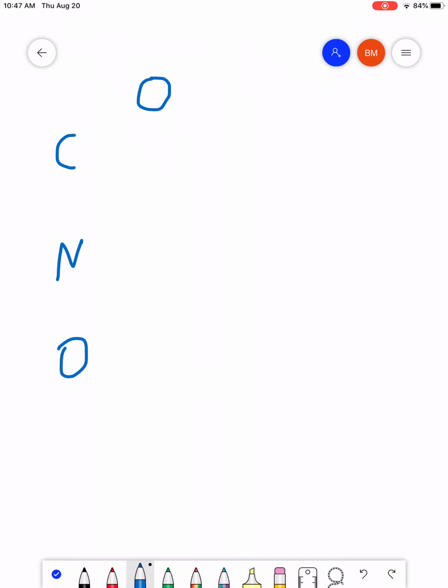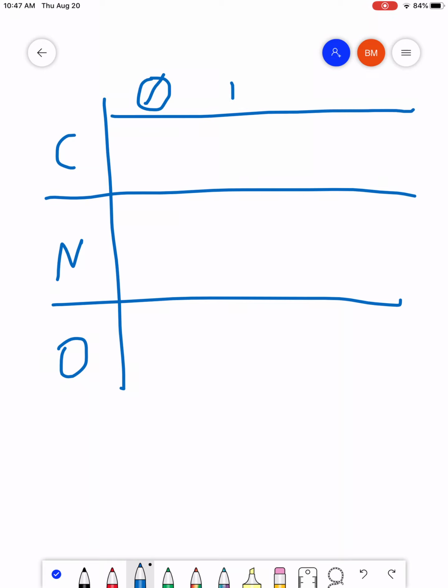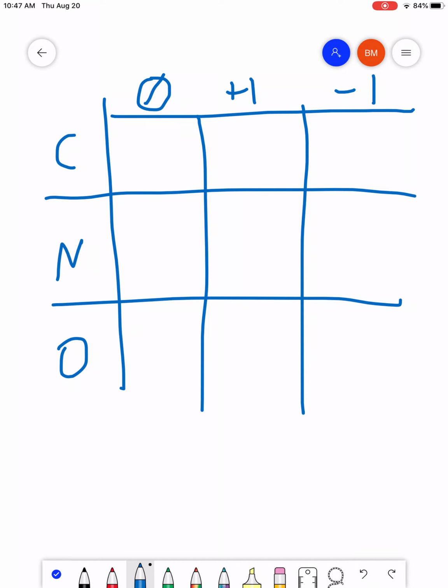I want to look at different charges, just so you don't confuse this 0 for an O, letter O, I'm just going to put a slash mark in it. So we're going to look and see what carbon does at charges of 0, +1, and -1. And then we're going to do the same thing for nitrogen and oxygen.